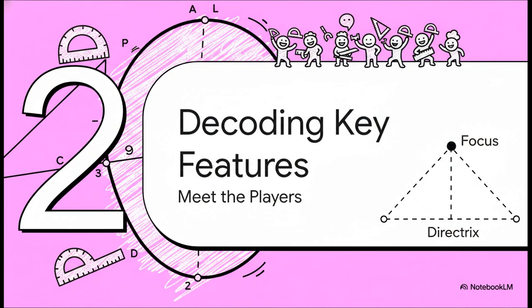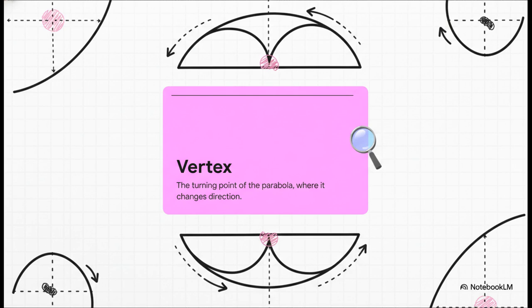Now, this one rule creates a whole cast of characters that give the parabola all of its unique properties. So let's meet the key players that make up its anatomy. First up, the vertex. This is the point you're probably most familiar with. It's the absolute bottom or the very top of the curve. You know, the point where the parabola stops going one way and starts heading back the other.